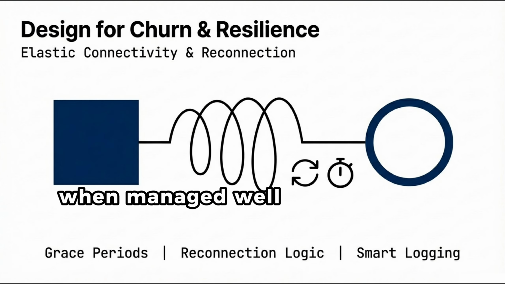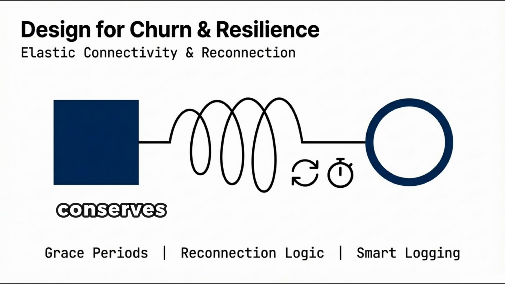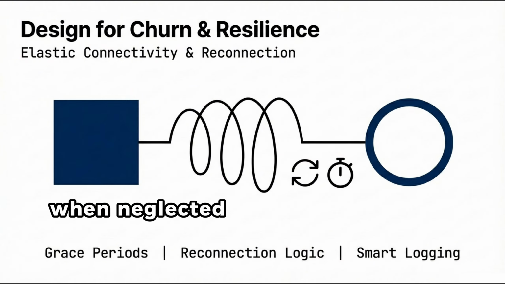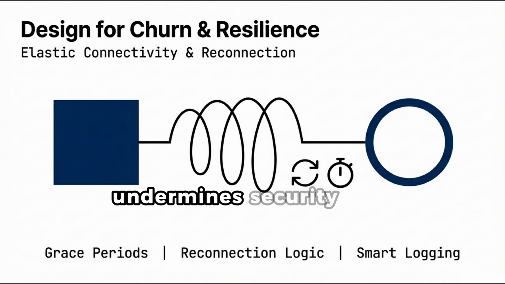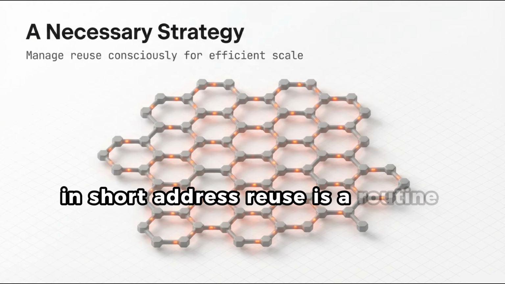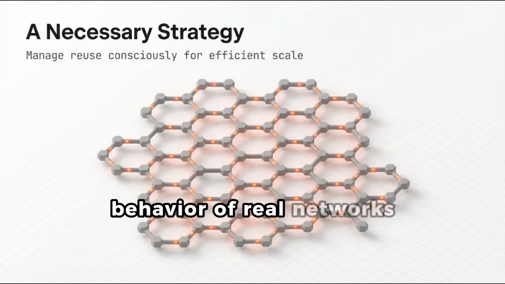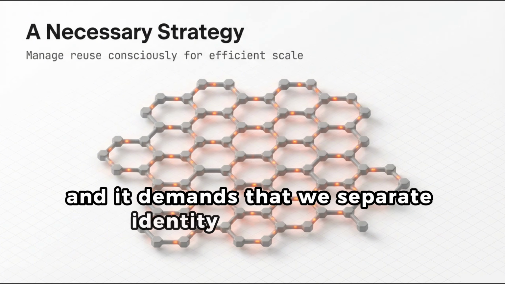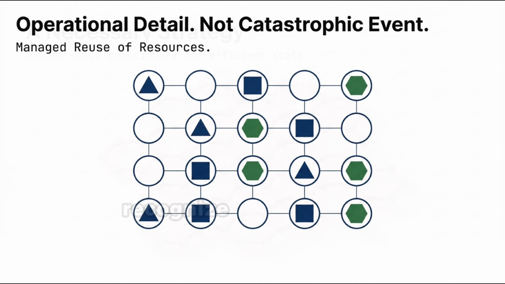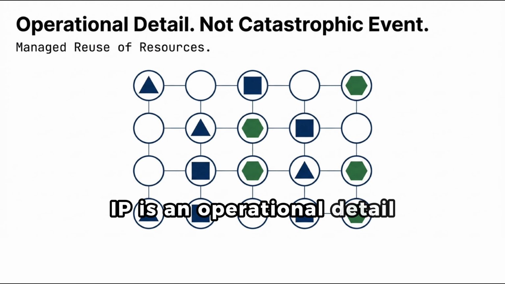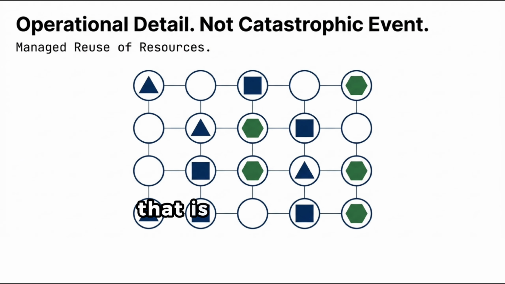When managed well, reuse enables elasticity, conserves scarce address resources, and supports automated provisioning. When neglected, it creates ambiguity, undermines security, and complicates troubleshooting. In short, address reuse is a routine but consequential behavior of real networks. It balances scarcity and scale, and it demands that we separate identity from location in our designs. Recognize reuse, track it, plan for it, and design systems so that the reassignment of an IP is an operational detail, not a catastrophic event. That is address reuse.